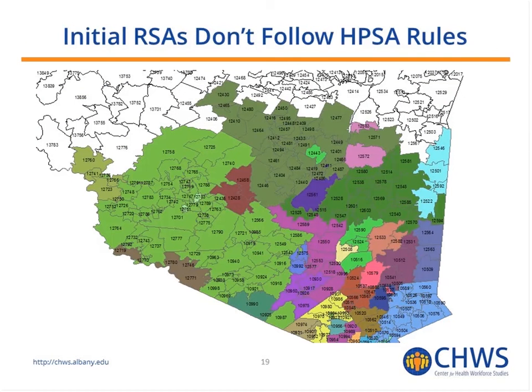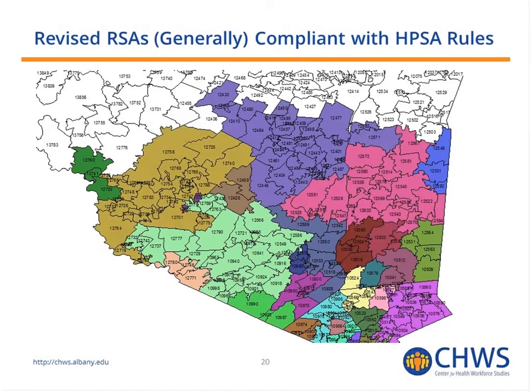And again, if you go through the southwest border, you'll see 12771 being split, and two others being split from 12719. So again, looking at this, this is not, from a practical point of view, going to survive the RSA guidelines that HRSA has. So we had to look at that and do something different. Okay, and that's what we came up with.